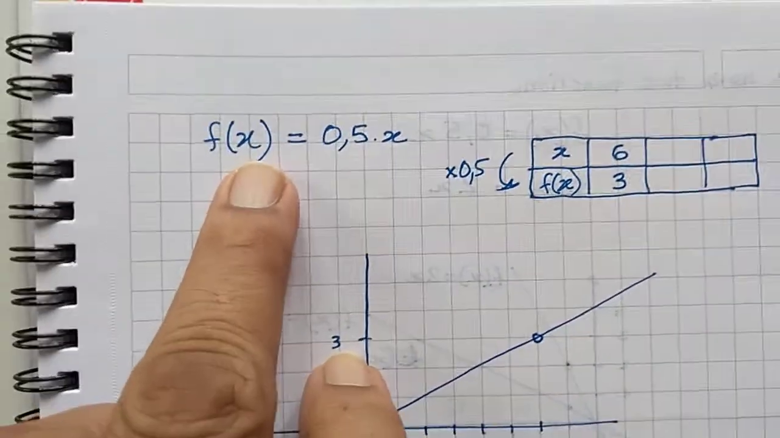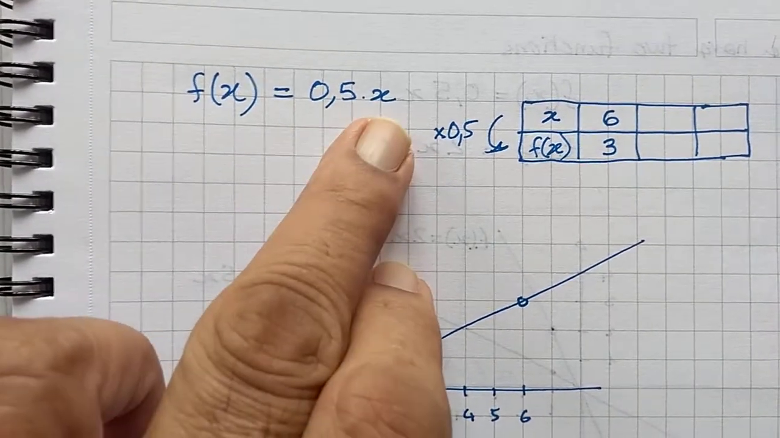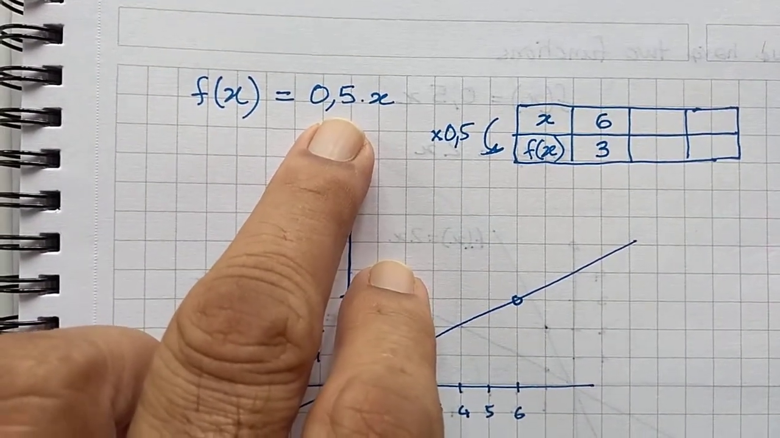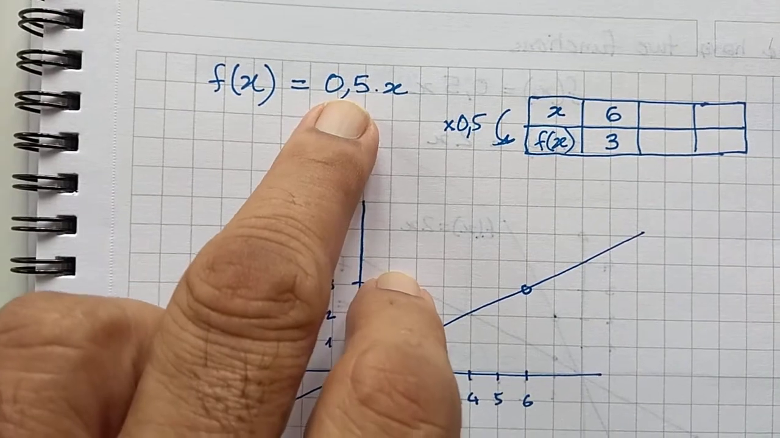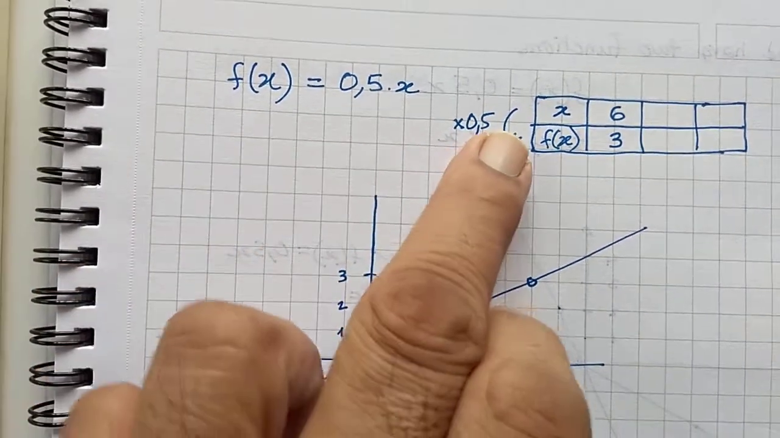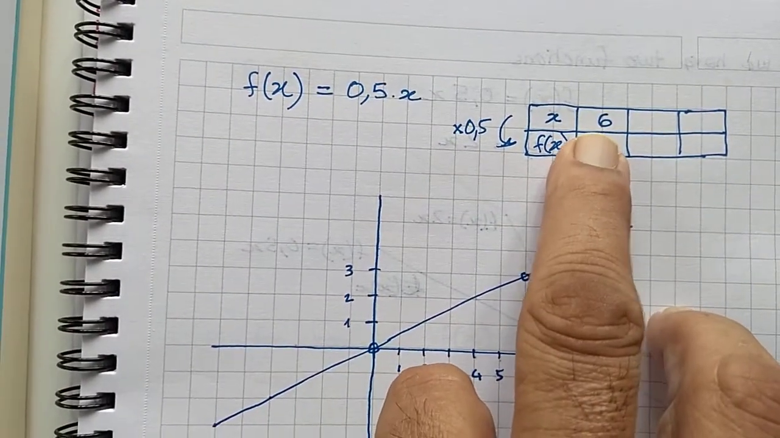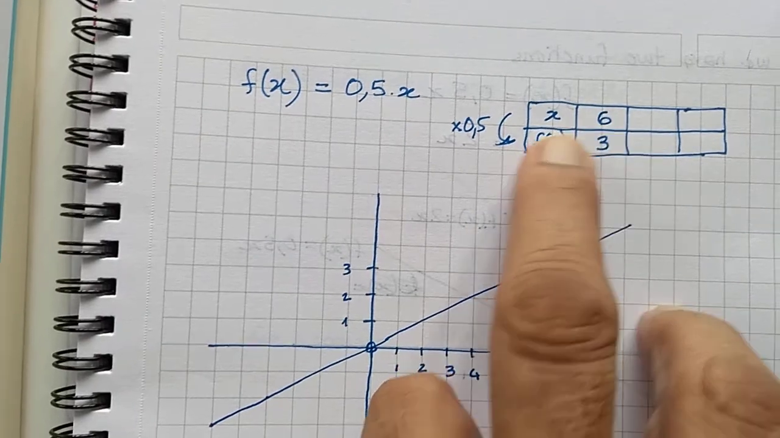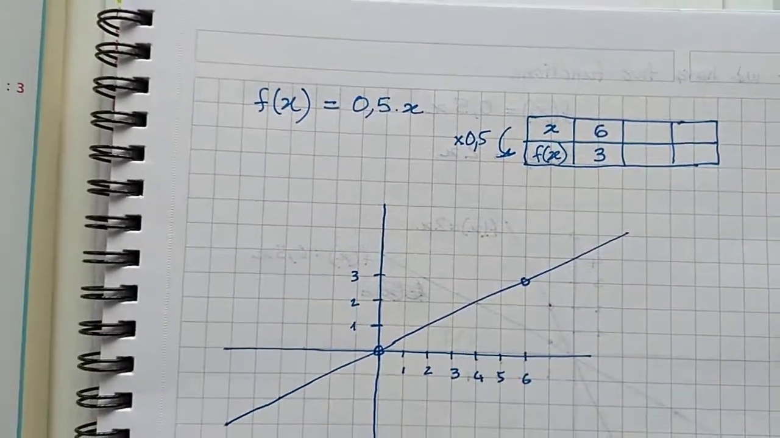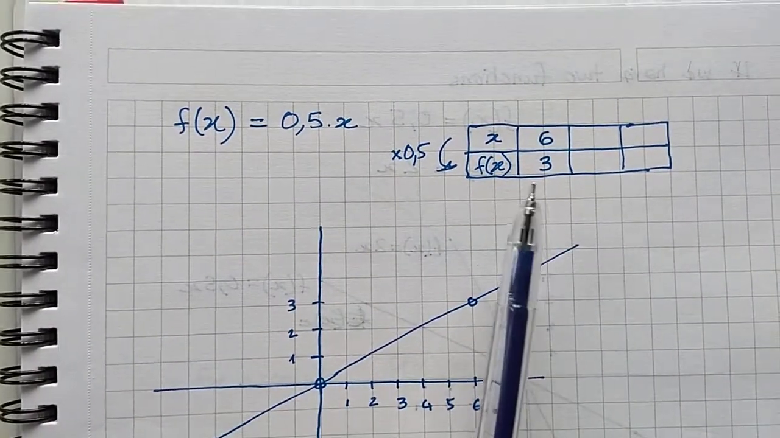So let's take an example of f of x is equal to 0.5x. This is also a linear function, a is equal to 0.5. Instead of 0.5, we could have said x over 2. So if we draw a table, let's take only one point. When x is equal to 6, f of x is equal to 3. Yes, 6 into 0.5 gives us 3.